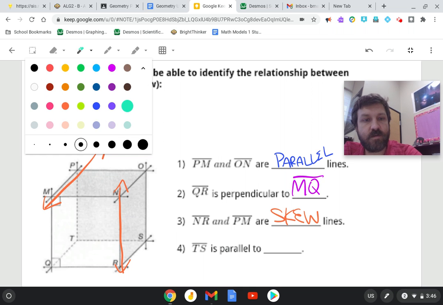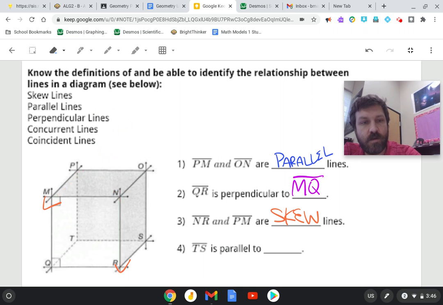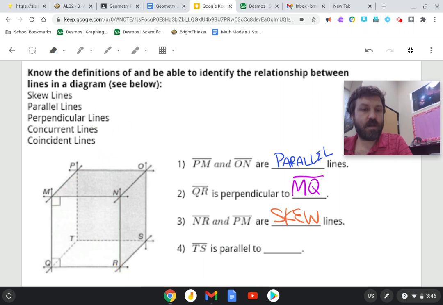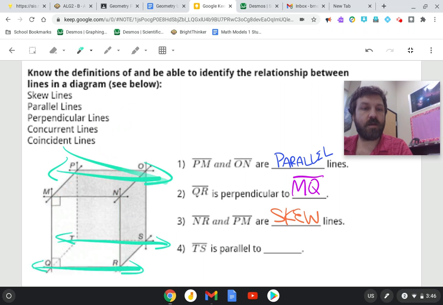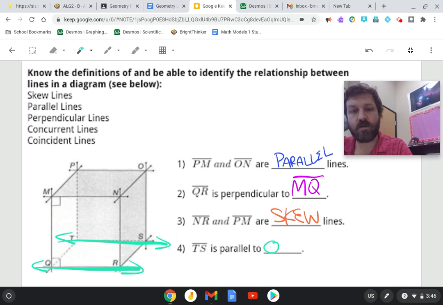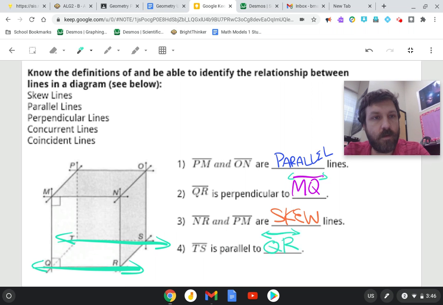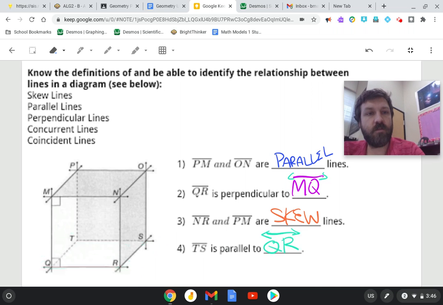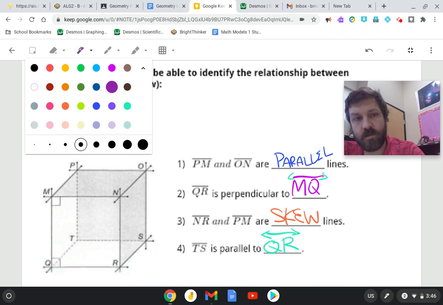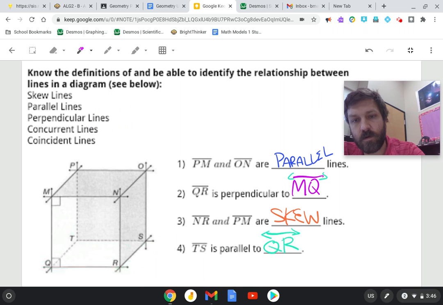And then it says TS is parallel to, okay, so TS. Now, TS could be parallel to QR. It could be parallel to PO. Either one would be a good answer because they need to go the same direction. So we'll just say QR is the answer there. All right, so that's what you need to do on those. Let me get this fixed. So this is actually in the same color.